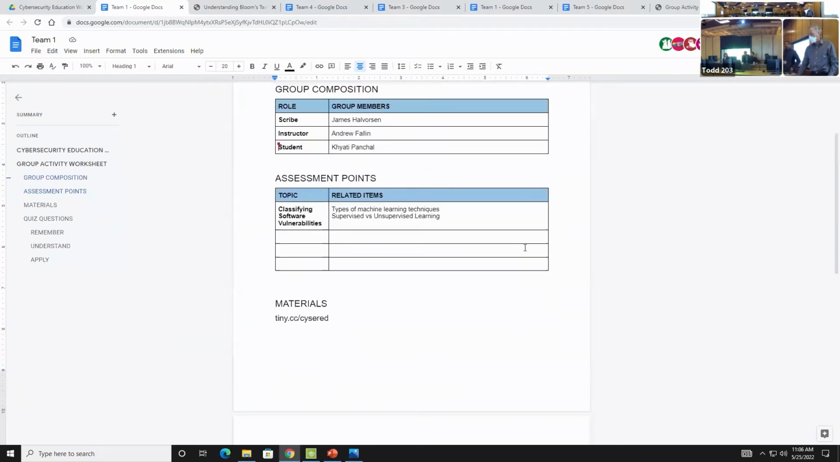So you folks chose classifying software vulnerabilities as the general topic, and machine learning techniques as a related item, and supervised versus unsupervised learning as a related item. So you're proposing machine learning as a way of classifying software vulnerabilities, if I understand this correctly.